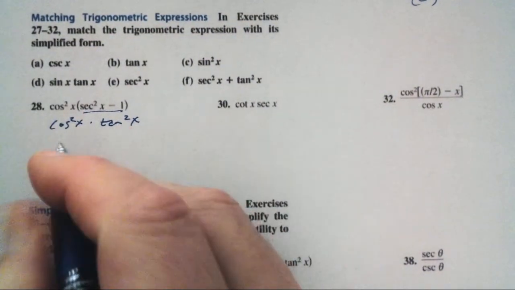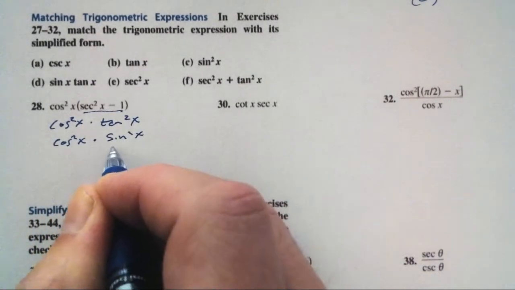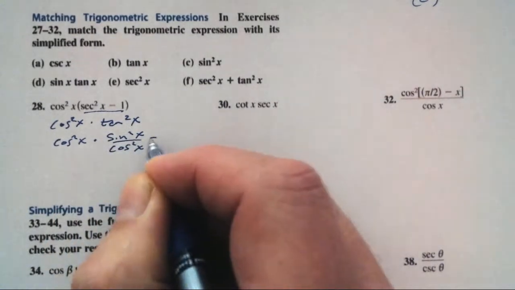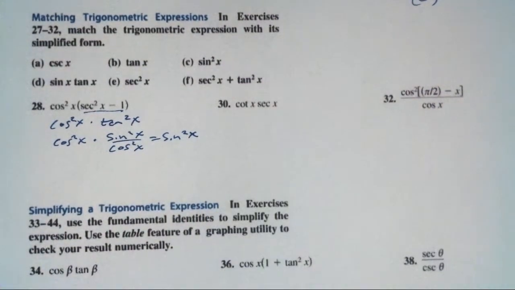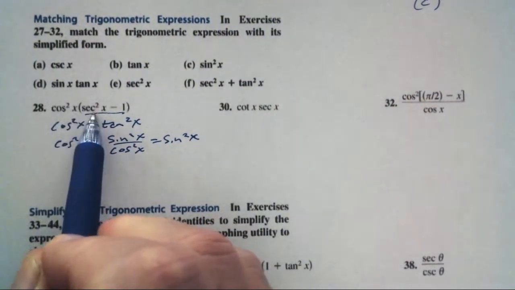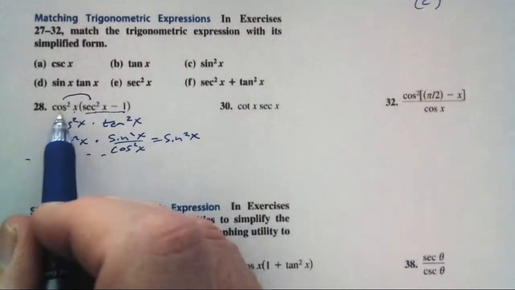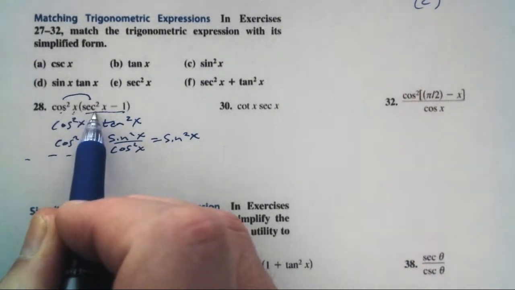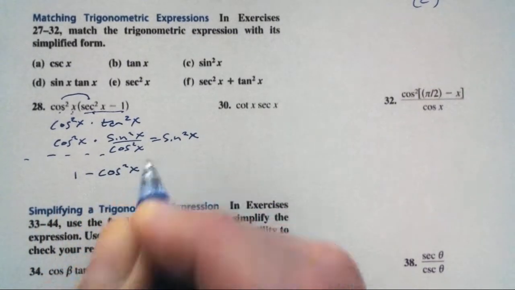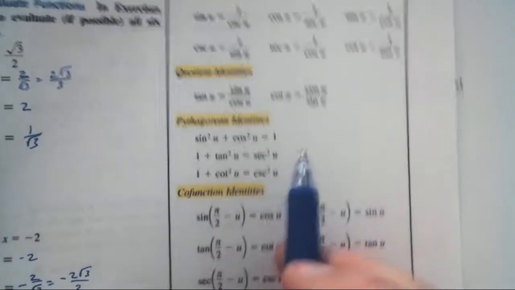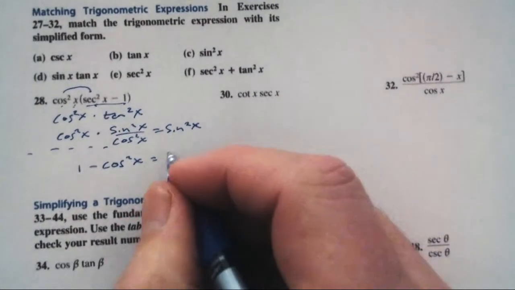Let's convert this to sines and cosines. I get cosine squared of x times sine squared of x on cosine squared of x, which is sine squared of x. Now, I mentioned maybe we should distribute because cosines and secants are reciprocals. Let's see what would happen there. Draw a line. If I distribute this, cosine squared times secant squared is just 1. They're reciprocals. 1 minus cosine squared of x, but 1 minus cosine squared of an angle is sine squared of the angle.